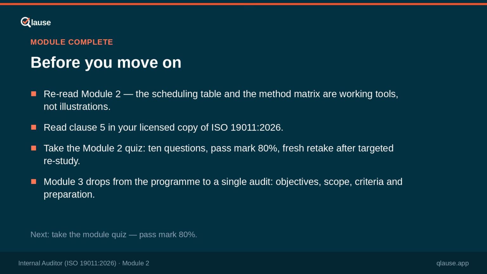Module 3 brings us down from the program to a single audit and to the work that decides whether it succeeds before anyone walks into the opening meeting. Objectives, scope, criteria, and preparation.